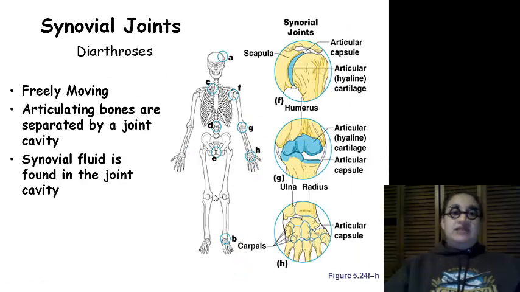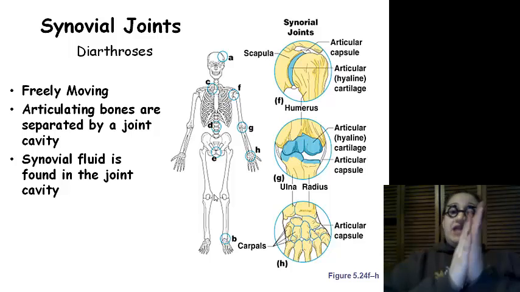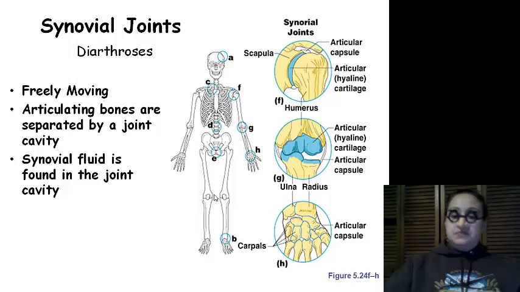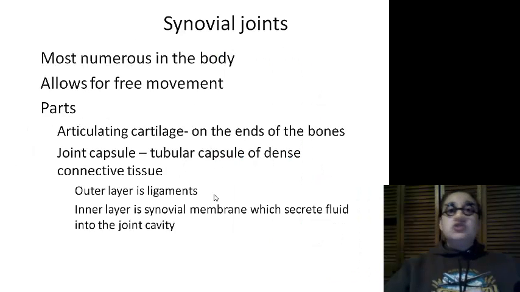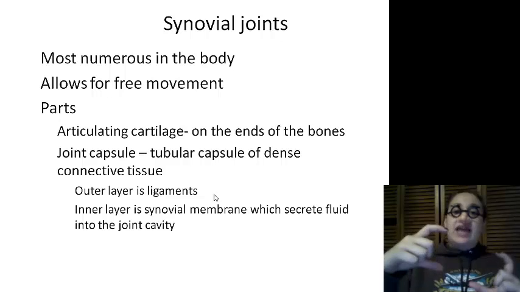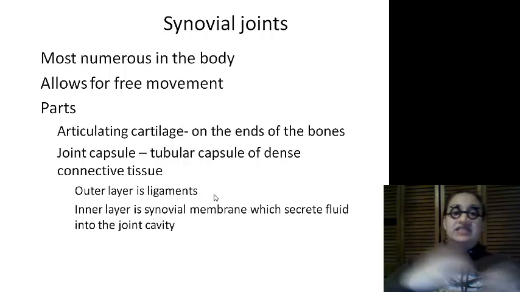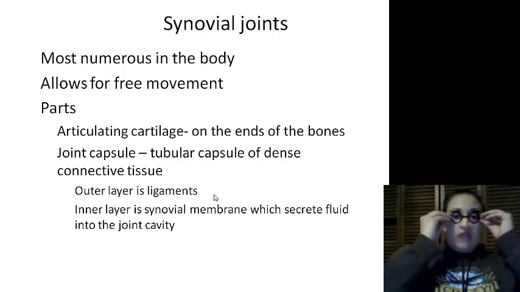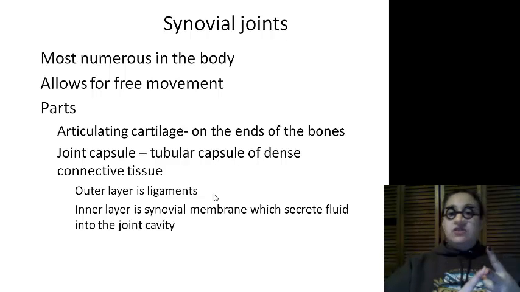Our synovial joints, or diarthroses. They are freely moving, and they are separated by a joint cavity. Within that joint cavity, we have synovial fluid, which is a clear fluid that helps lubricate those bones. Now, the synovial joints are the most numerous ones in the body, allowing all of our free movement. We have the articulating cartilage at the end of the bone. We have our joint capsule, which is a capsule of dense connective tissue. So we have our outer ligaments, our inner synovial membrane, and our joint cavity.